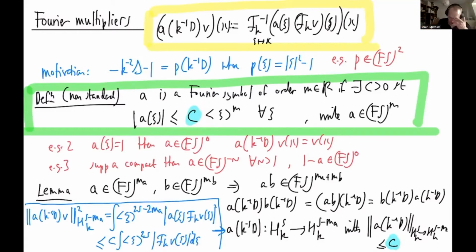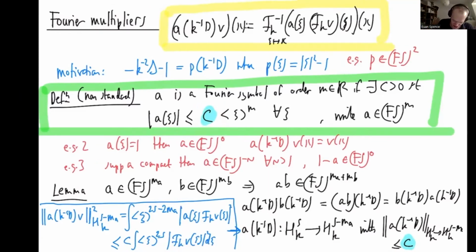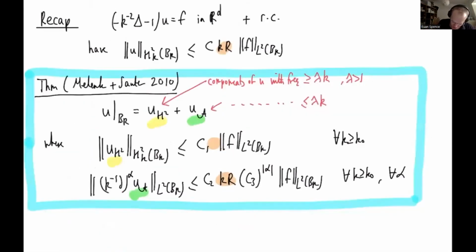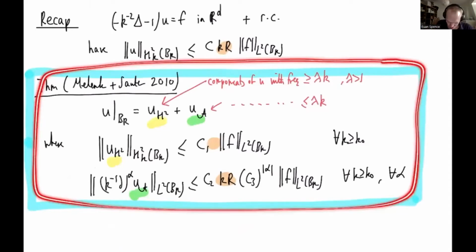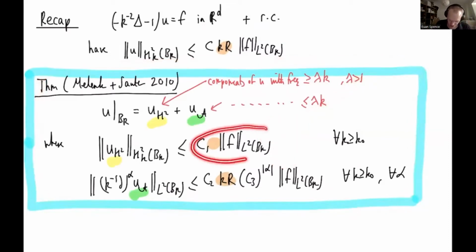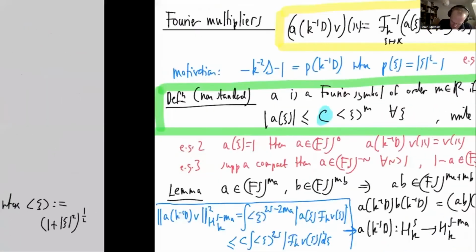Okay, this is it. We're going to prove the theorem, right? Let's just go back and eyeball it again. We're going to prove that my solution U, my Helmholtz solution, splits into this UH2 plus UA. UH2 satisfies this better bound, and UA is analytic. So this bound is better than the bound satisfied by the solution U itself. Okay, let's do it. This is the proof of the theorem.